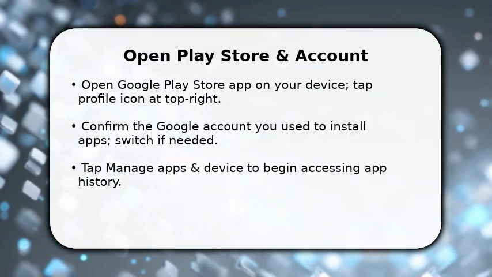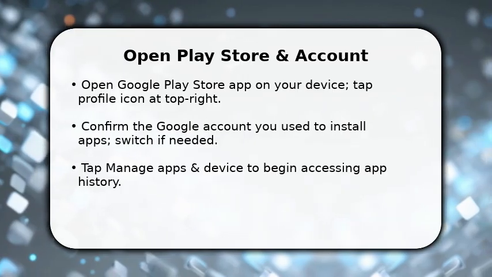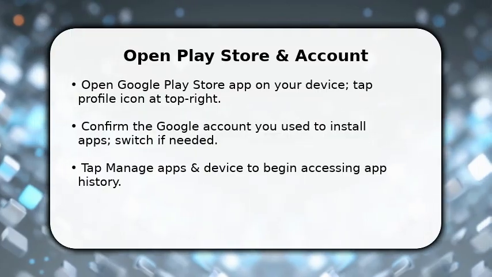Next, tap Manage Apps and Device. That menu leads to Installed and Library records. Make sure your device is online so Play can sync. Without sync, you might see incomplete history.